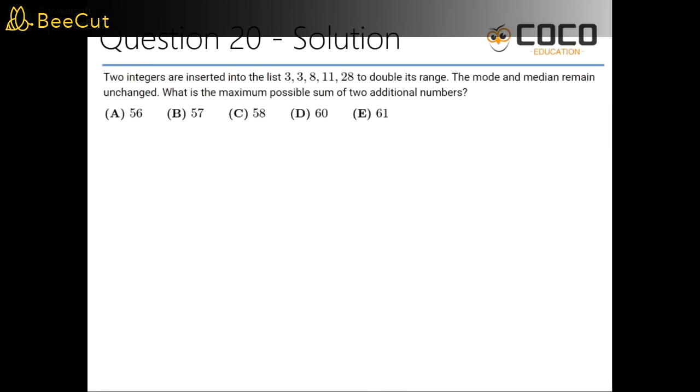Question 20. So 2 integers are inserted in the sequence to double its range. Let's check the range for now. The range is the gap between the smallest number and the largest number. So that's 28 minus 3. Now the range is 25.